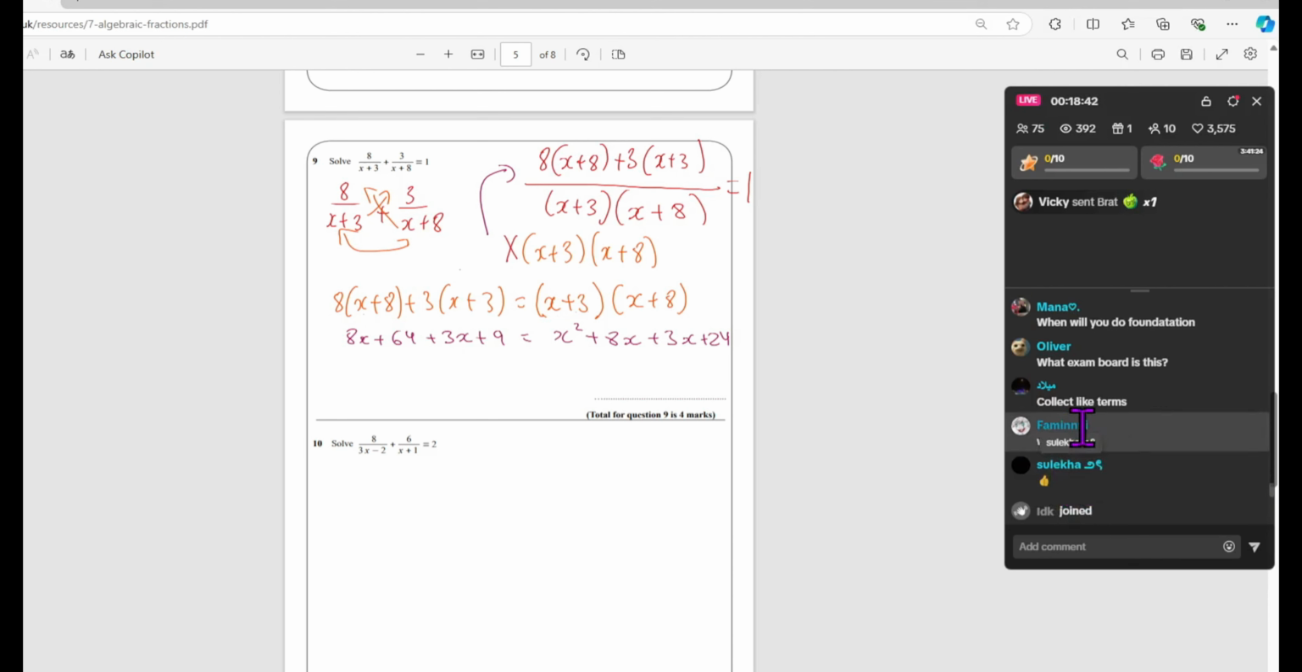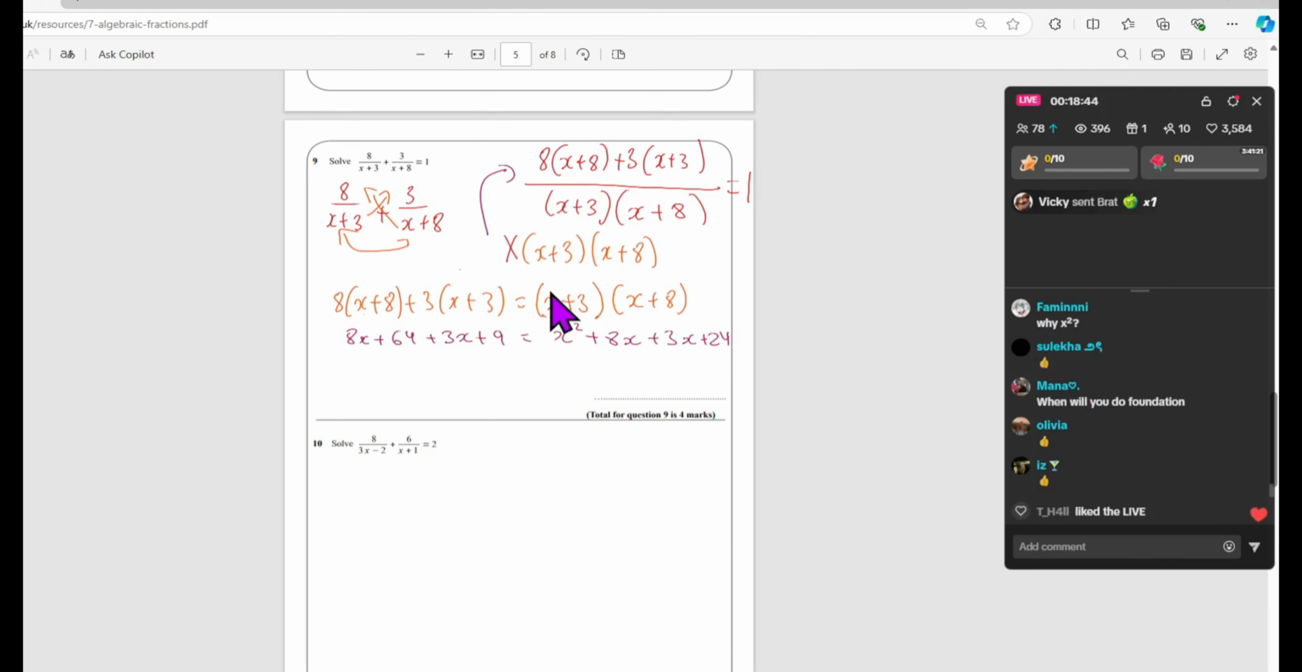Why? Yes, well done. Why is it x squared? Because we do x times x when expanding brackets, and we get x squared. So well done, everyone knows how to expand brackets. That's good.